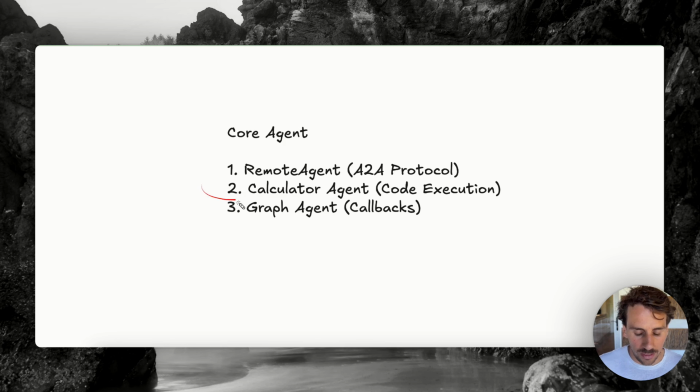Then we have the calculator agent. This is where we're showcasing how we can use code execution. It's a built-in tool that Google offers as part of the Agent Development Kit to run calculations. I will show you this as well. And then finally, we have an agent with a more traditional suite of tools that it can call depending on what we are asking it to do.